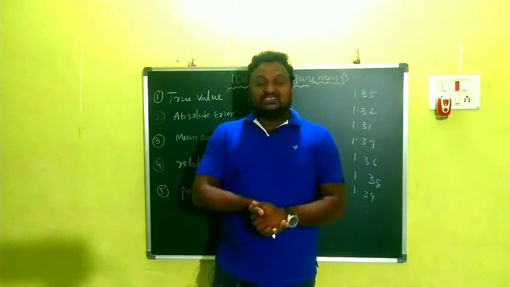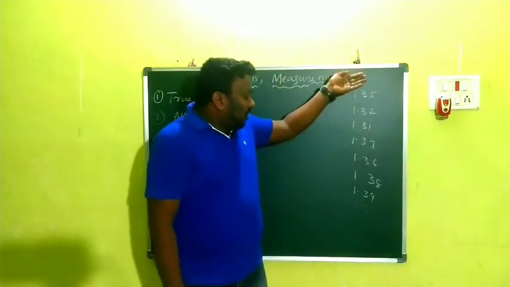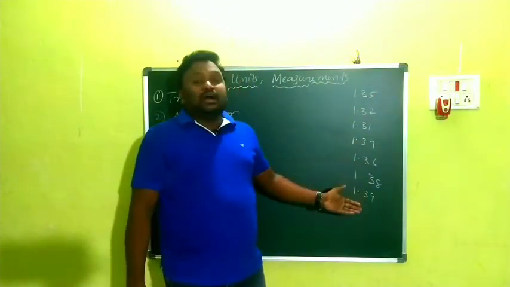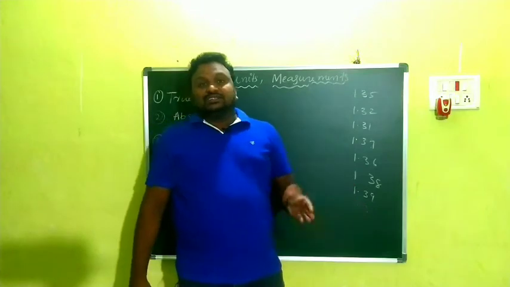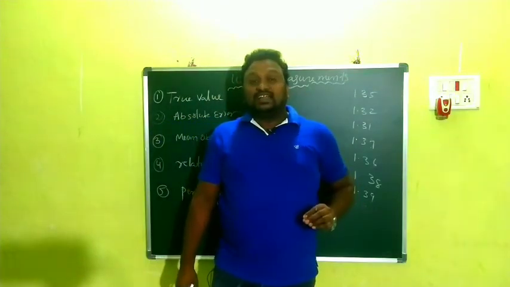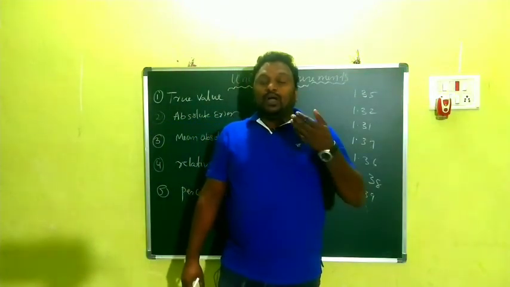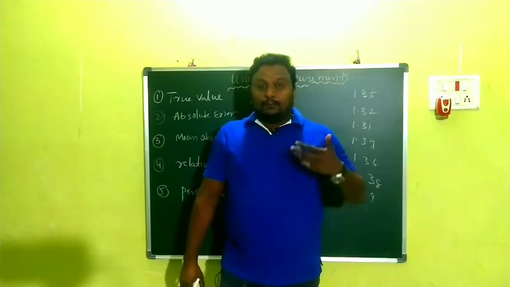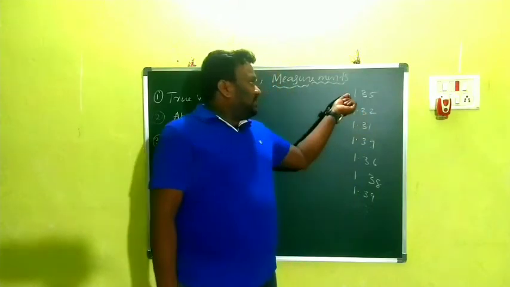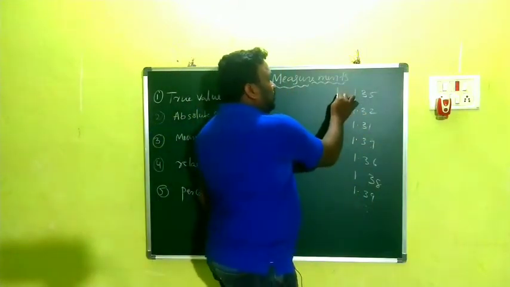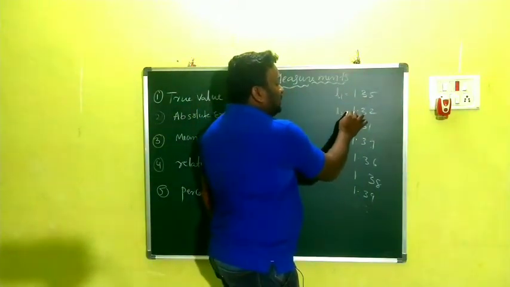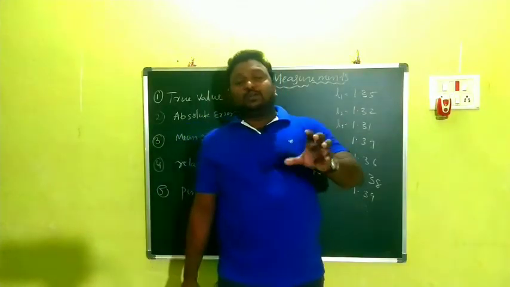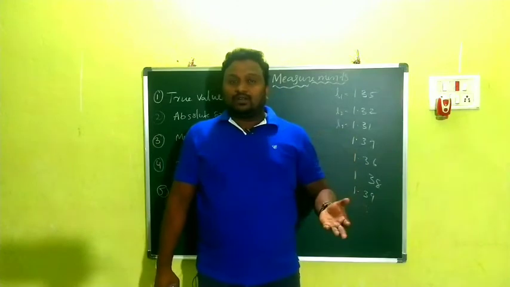In this case, while we are taking the average of all these values, the error may be reduced, because we are doing the same experiment many times. First time L1 is equal to 1.35, next L2 is equal to 1.32, like that. So for the first time the length is 1.35, already over.